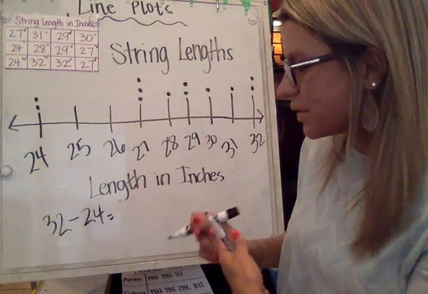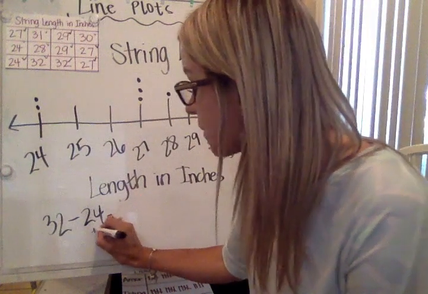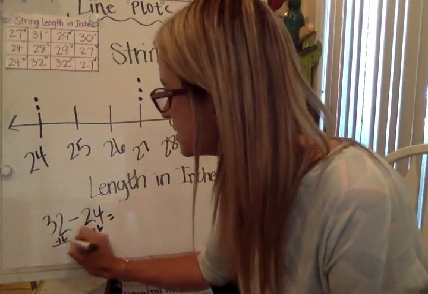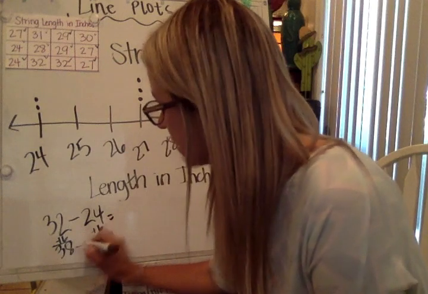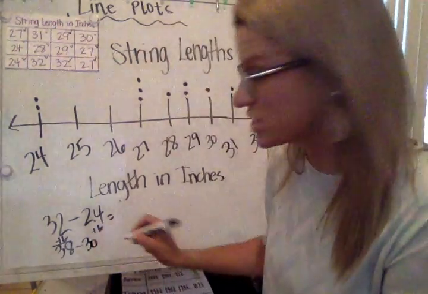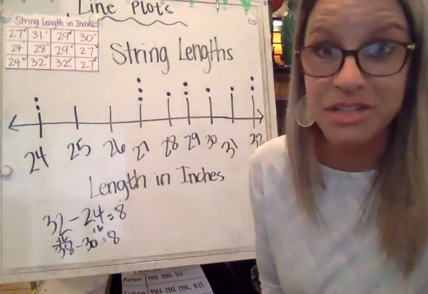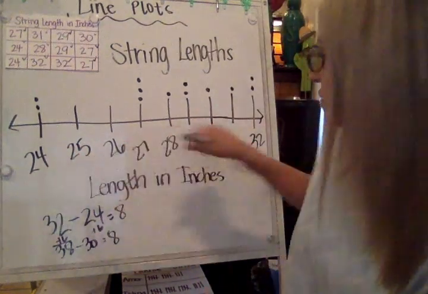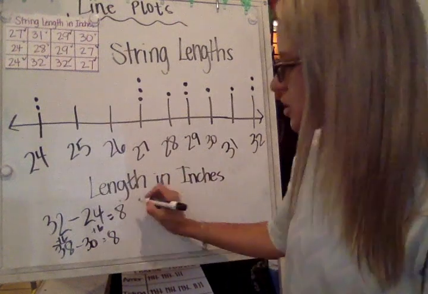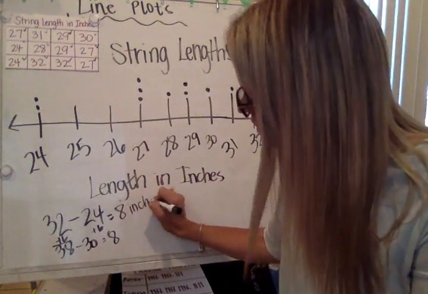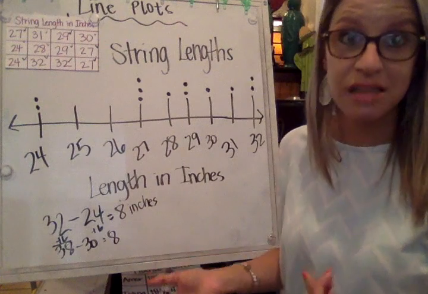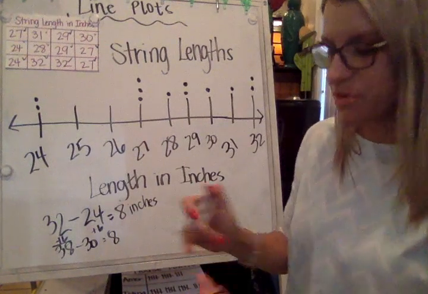So if I was working on this, let's see, I'm going to use compensation. So I'm going to add 6 to both sides. So 38 minus 30 is my new equation, which is 8. So 8 is the difference between the longest and the shortest. So 8 inches. So this is how you can use this line plot in order to find out more information.